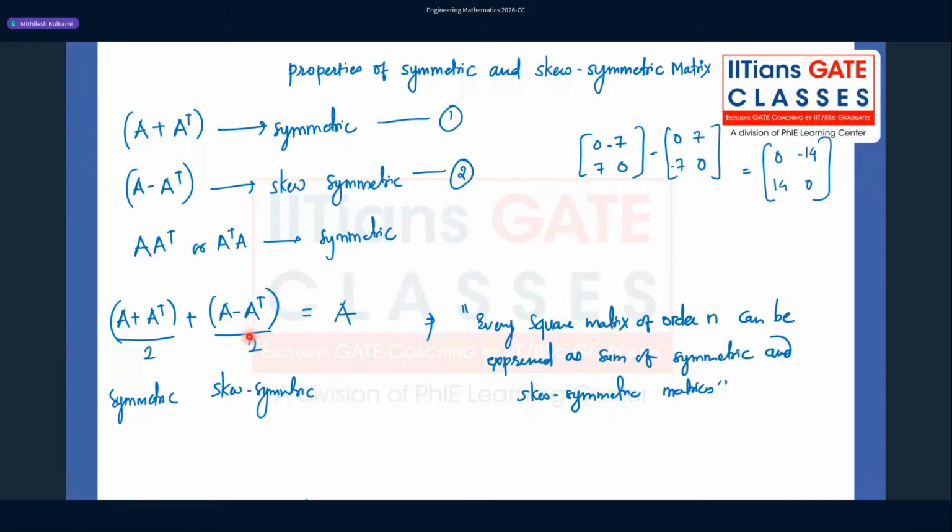So what we can conclude here is that every square matrix A of order n can be expressed as the sum of a symmetric and a skew symmetric matrix. Every square matrix of order n can be expressed as the sum of a symmetric and a skew symmetric matrix. Okay, I hope it is clear.